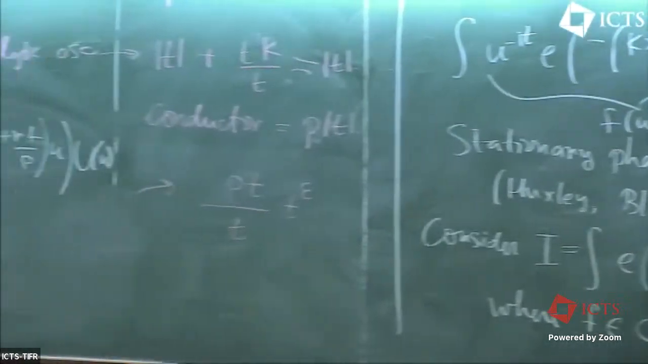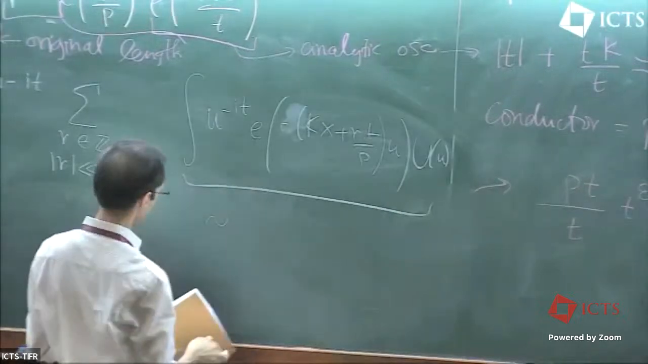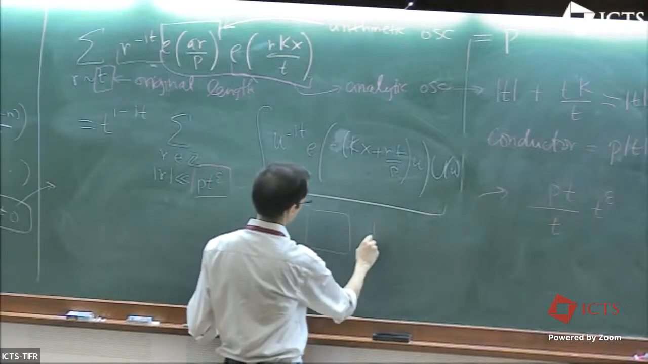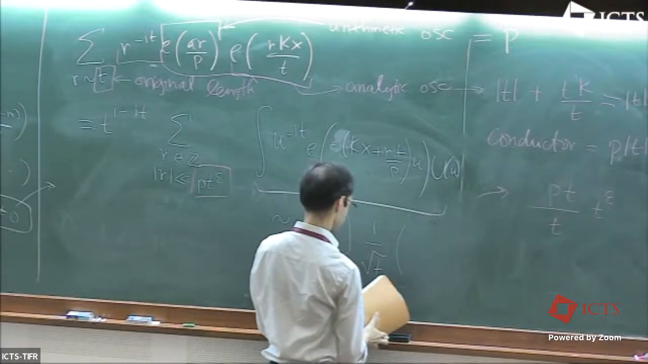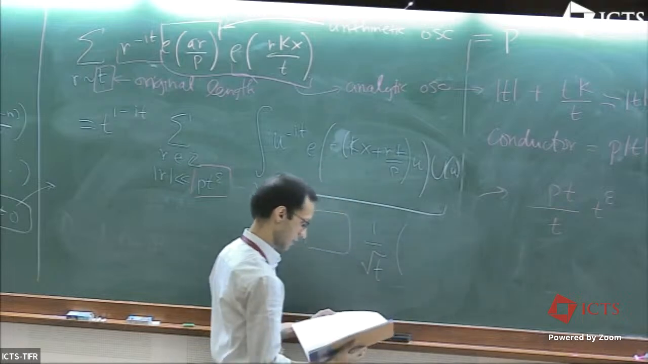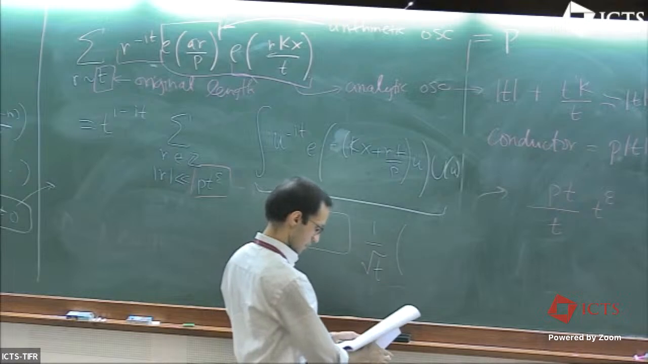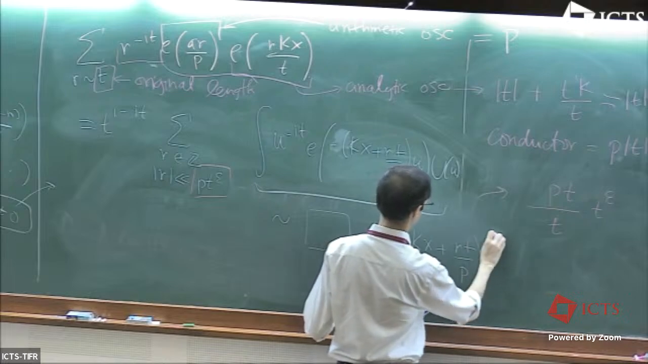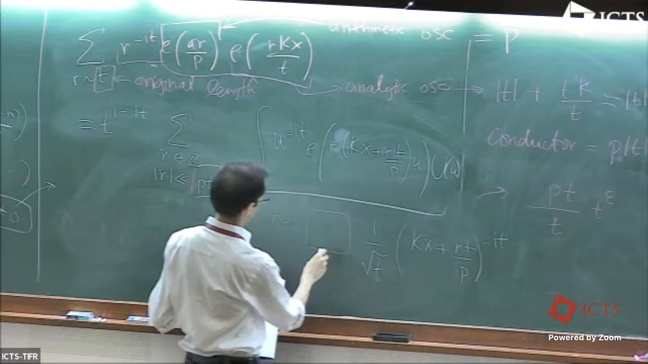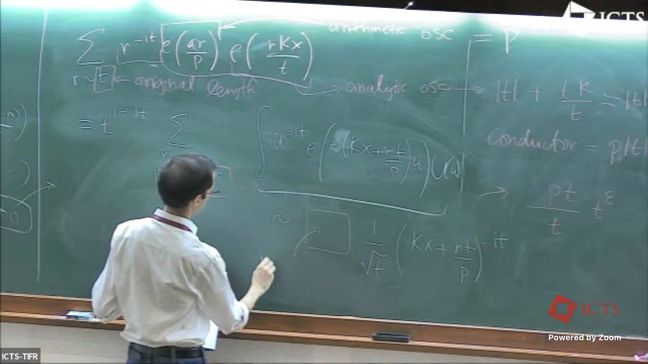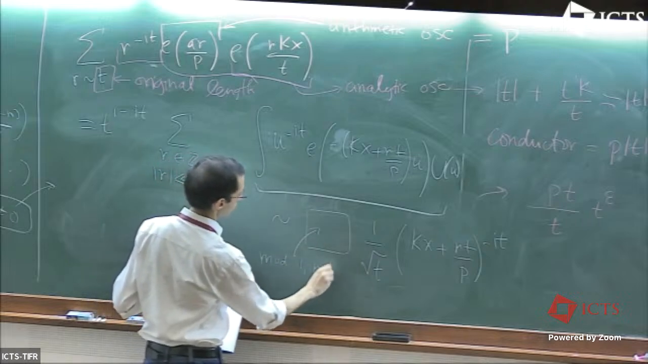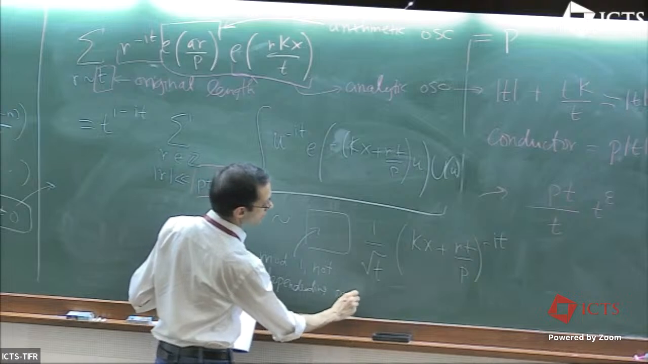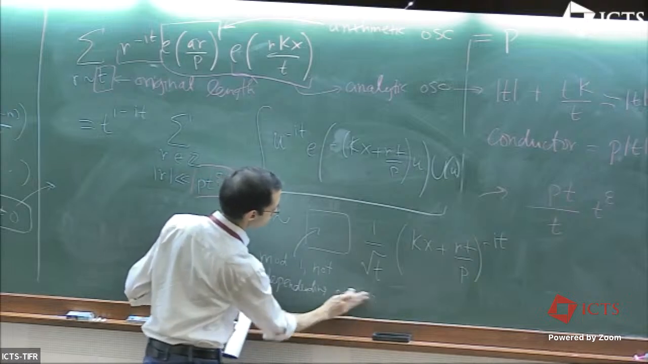So what you get from here is that this is asymptotic to, let me just write a box over here, 1 over square root t. And let me make sure that I write the correct thing. You get kx plus rt over p to the negative it. Over here, this is something of modulus 1, not depending on x or on r.